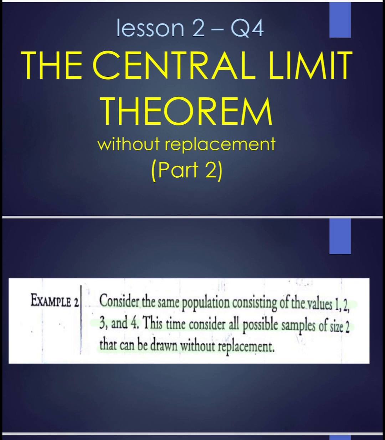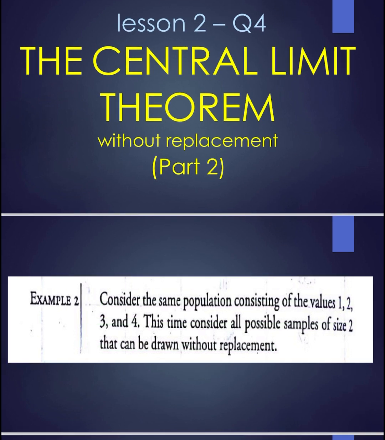What if we consider the same population problem and a sample of size 2 drawn without replacement? Would the sampling distribution of sample means also approximate a normal distribution? To find the answer, let us consider example number 2. Consider the same population consisting of the values 1, 2, 3, and 4. This time, consider all possible samples of size 2 that can be drawn without replacement.